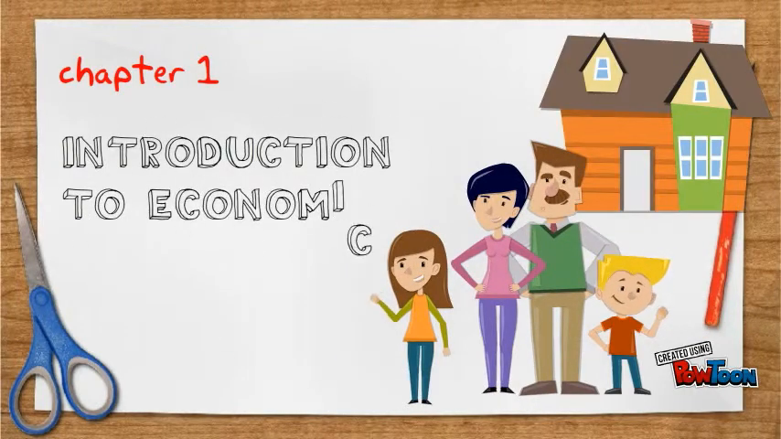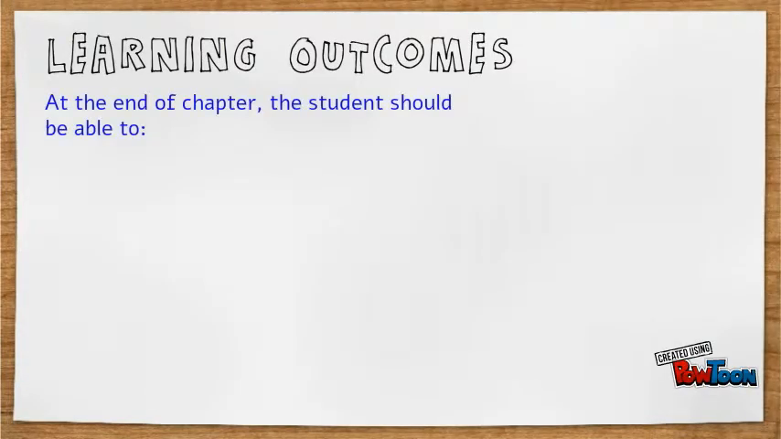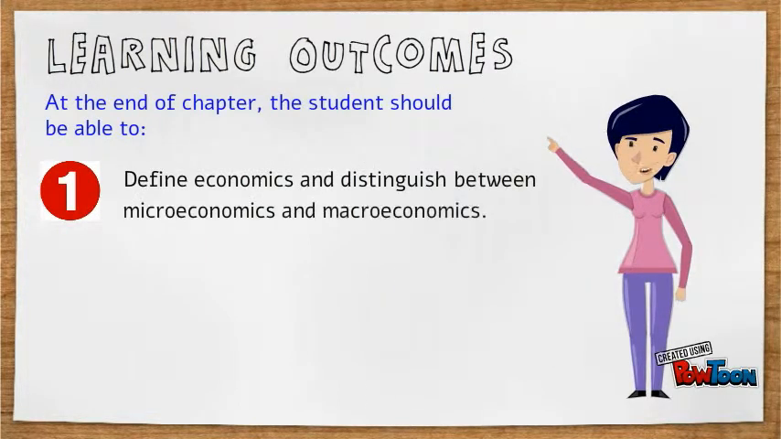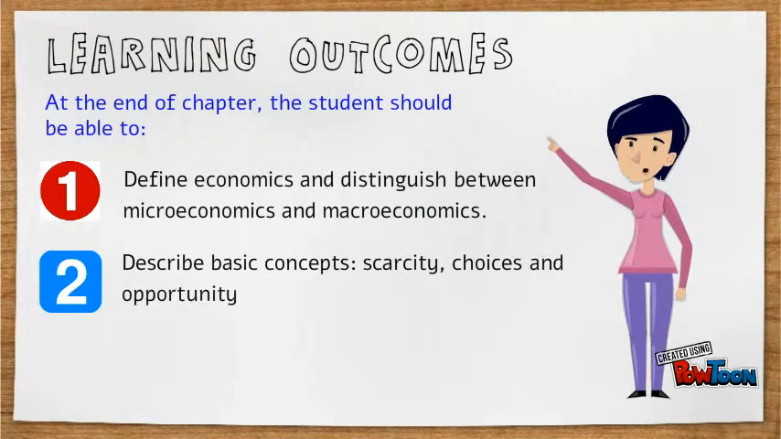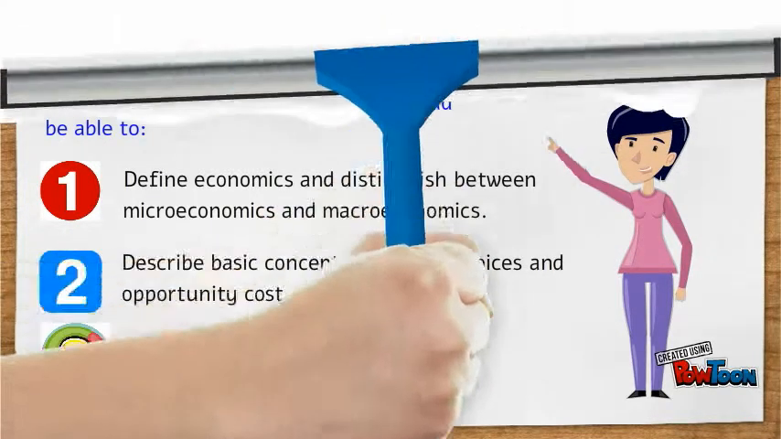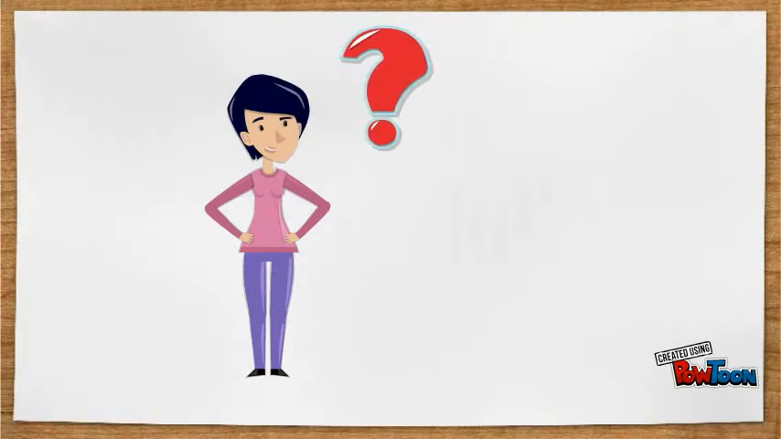Introduction to Economics. Learning outcomes. At the end of this chapter, the student should be able to define economics and distinguish between microeconomics and macroeconomics. Describe basic concepts such as scarcity, choices, and opportunity costs. Explain basic economic problems.